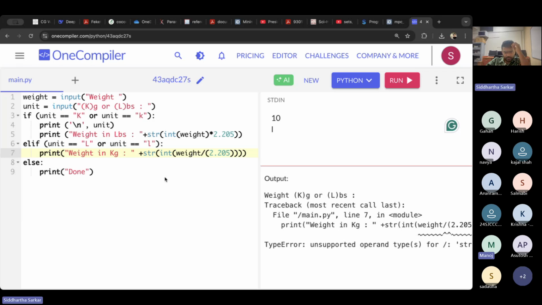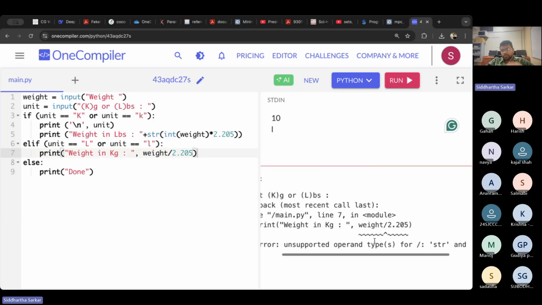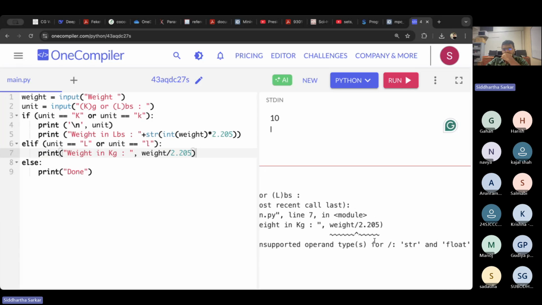Sir, we should use bracket after the weight, I think. Yeah, there are so many things. Let's not do it. Why are you converting to string? Forget integer. So keep it weight by 2.205. Forget everything else. This should work. Unsupported operand type for greater str and float.